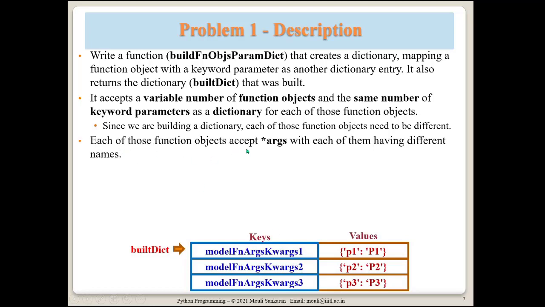Each of those function objects accepts star args, with each of them having different names. What I'm saying is the function objects have different names, but all of them are defined as star args.